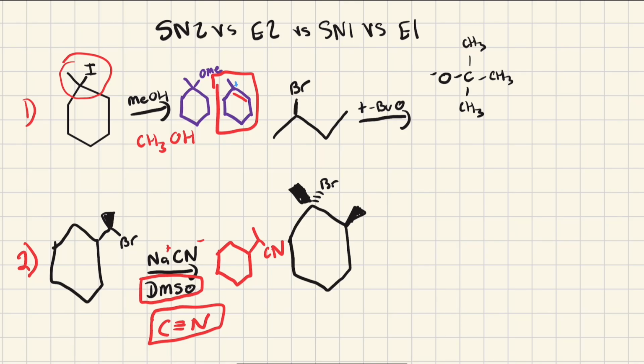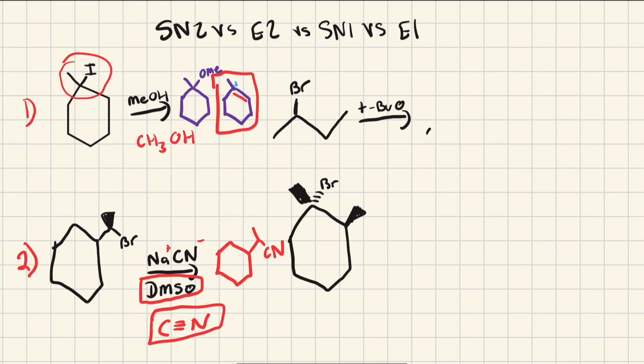The O- ends up becoming an alcohol group, which is neutral. And this neutral molecule is much more stable than having a negative charge. So this is going to be a strong base, but a weak nucleophile. We're going to go second order E2 reaction.